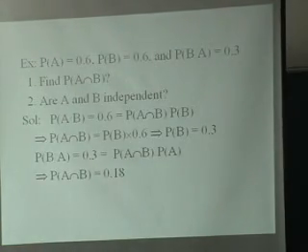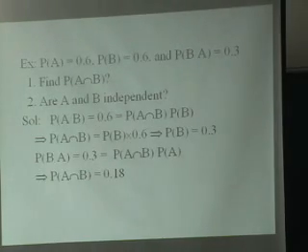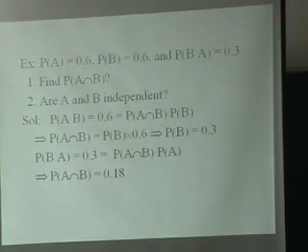Okay, this is one of the questions. We have P(A) is equal to 0.6 and P(B) is also equal to 0.6. And here we have a conditional probability: P(B given A) is equal to 0.3. So the first question, please find P(A and B). And then the second question, are A and B independent?